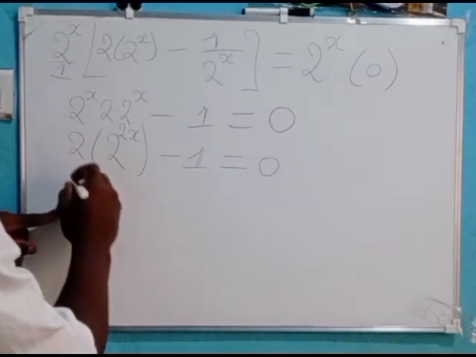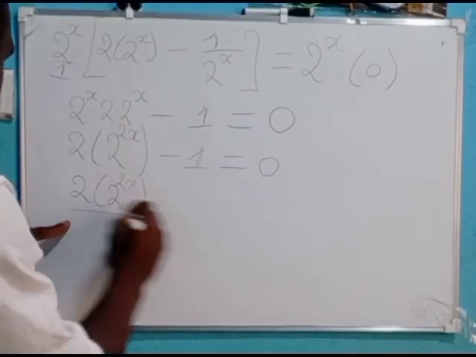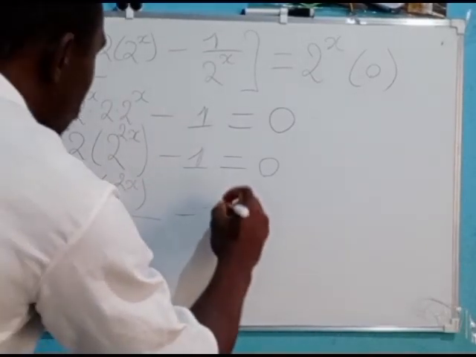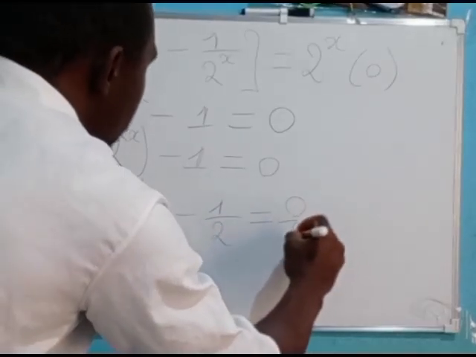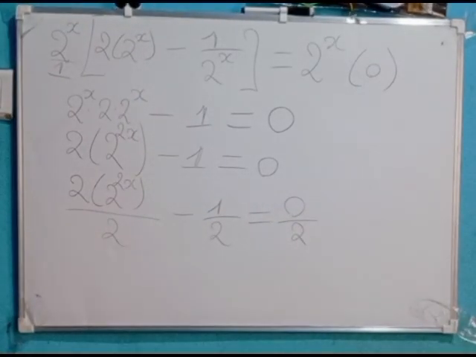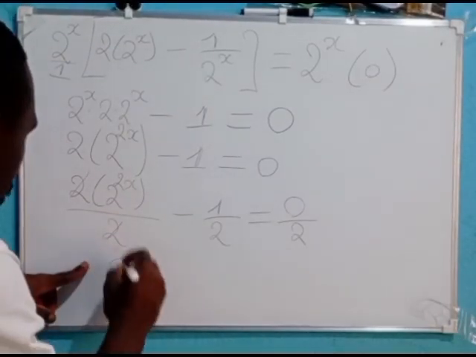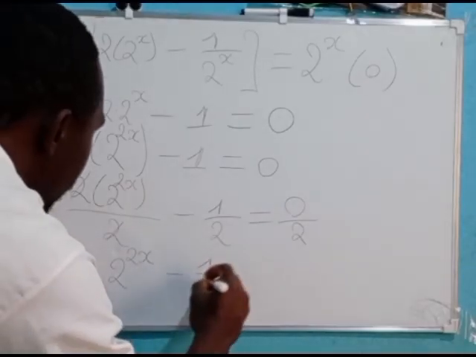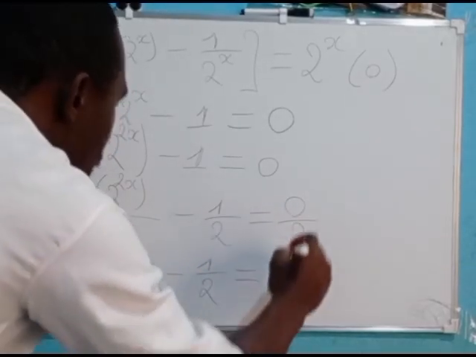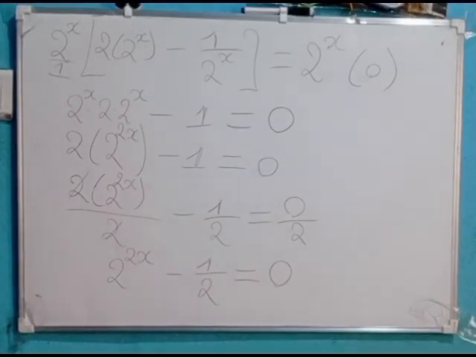This will give us 2 times 2 raised to the power 2x divided by 2 minus 1 divided by 2 is equal to 0 divided by 2. This and this will strike off. We will be left with 2 raised to the power 2x minus a half is equal to 0 divided by 2 gives us 0.